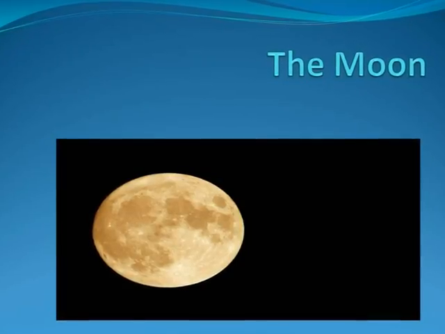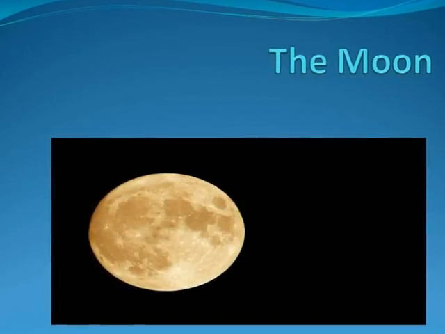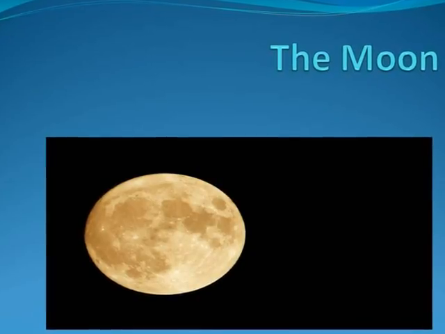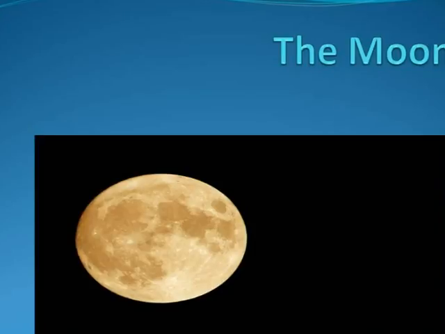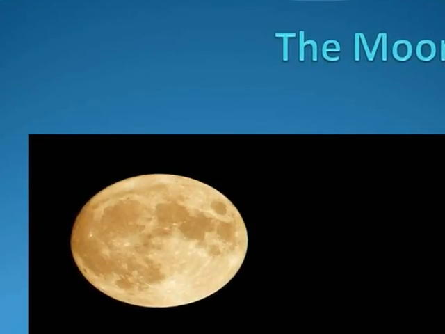The moon is our biggest star. It burns the brightest and biggest light in our night sky. The moon makes no light of its own. It is bright in the night sky because it reflects the sun's light.